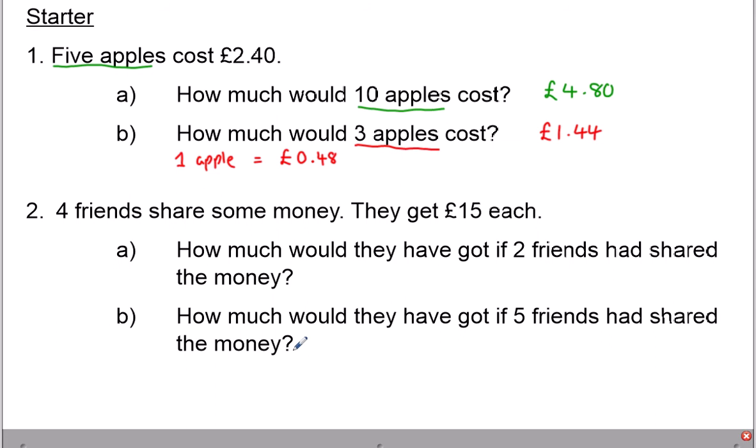Okay, and then another one similar to that. 4 friends share some money. They each get £15. How much would they have got if 2 friends had shared the money? How much would they have got if 5 friends had shared the money? Give it a go. Press play when you're done.